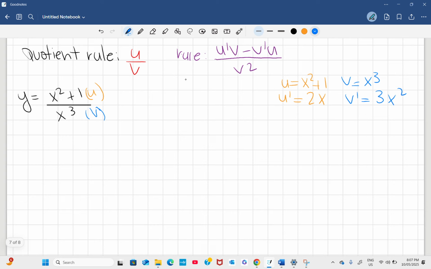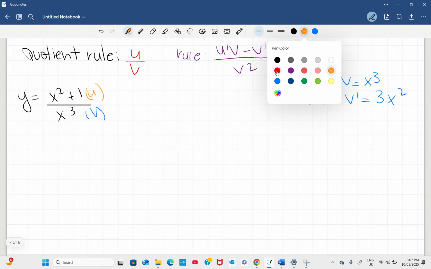Now let's just pay attention to one point here: when we're simplifying, we have to be careful that we are multiplying in the correct order. U prime v minus v prime u. This is not the product rule, so we cannot switch them since subtraction is not commutative, so we have to stick to the same order.